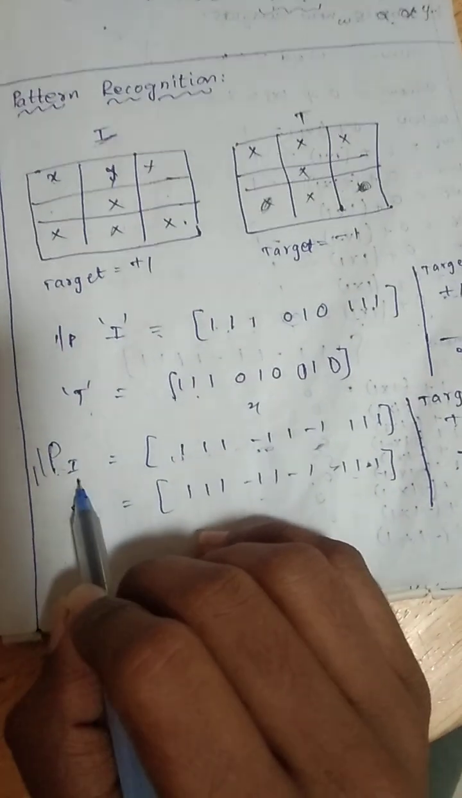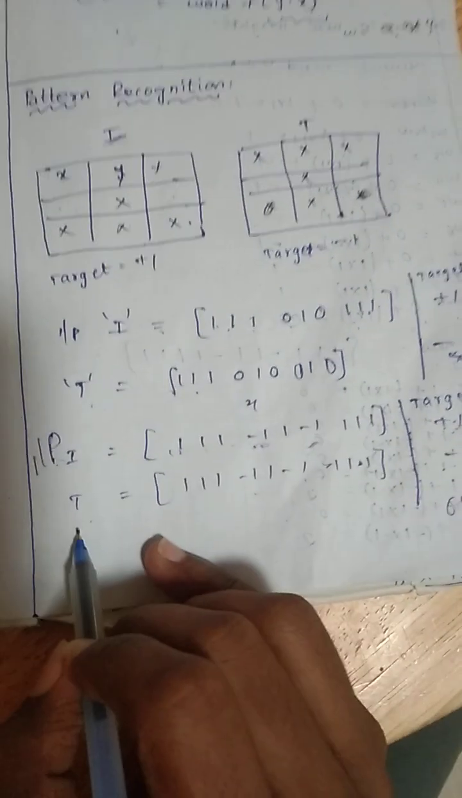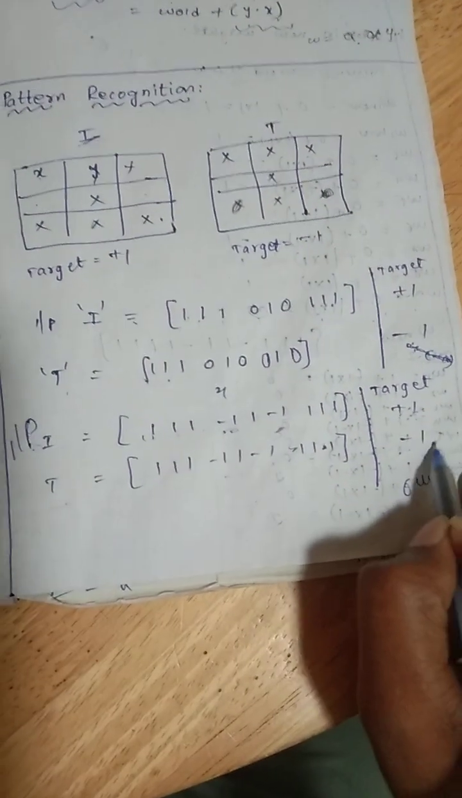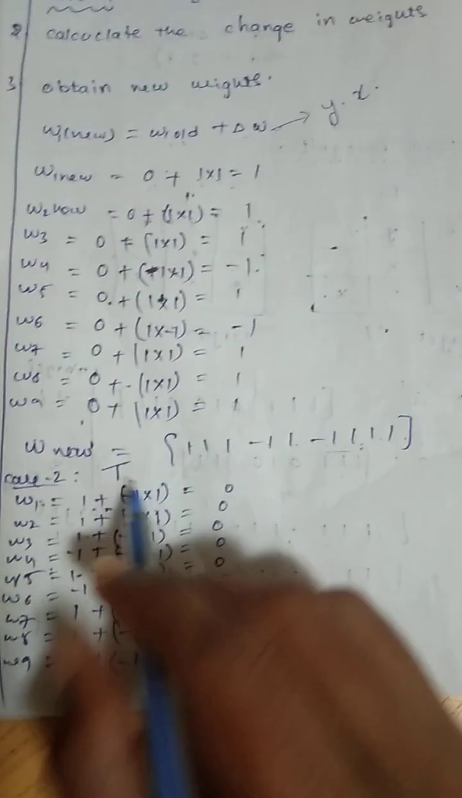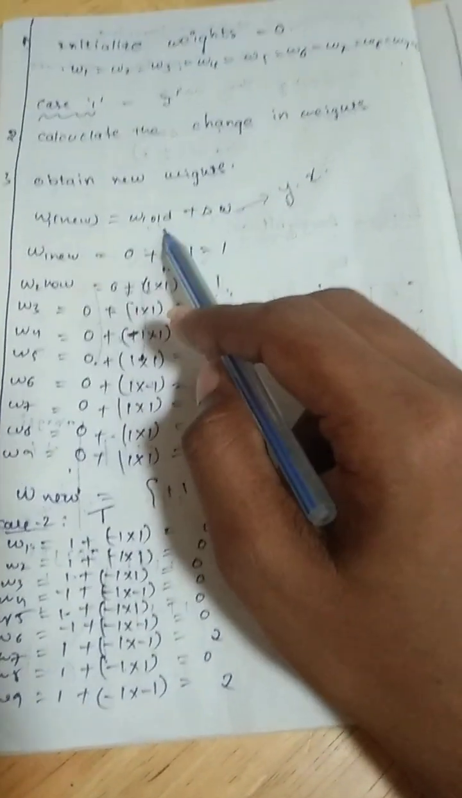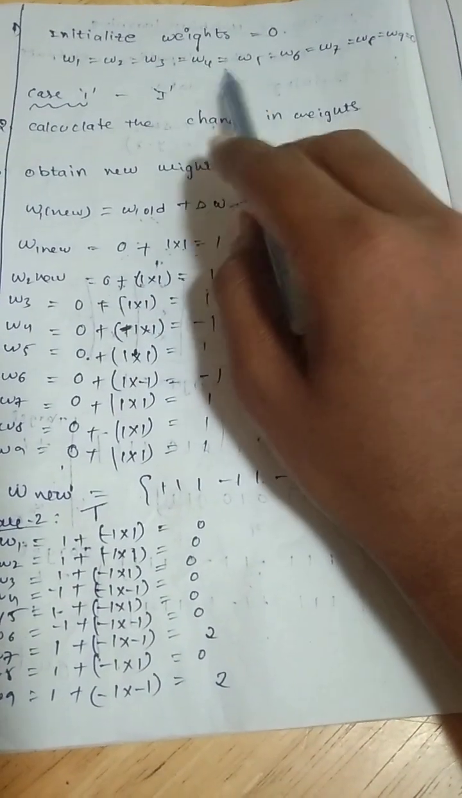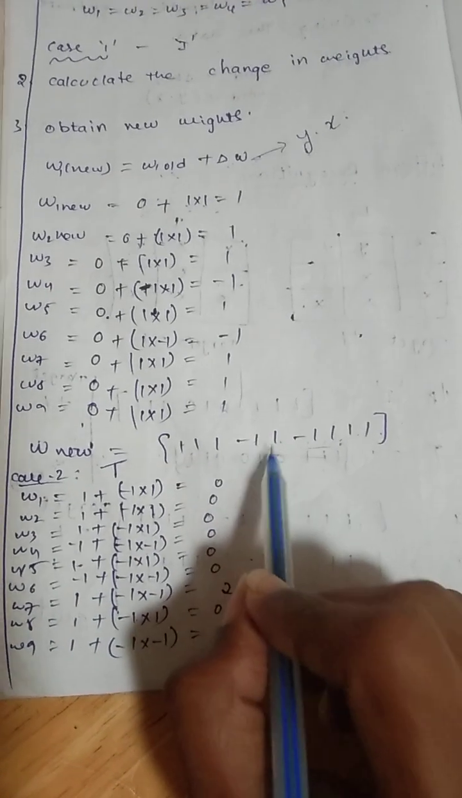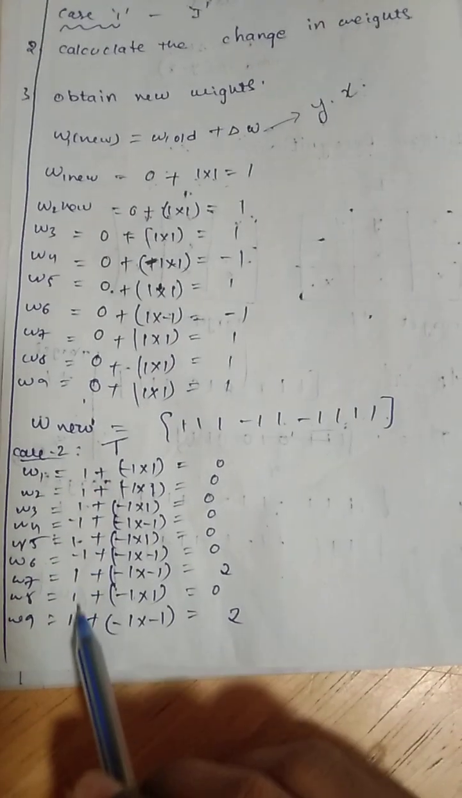How do we find case 2? We consider case 1 and case 2 because for case 1 we take the input I and output target +1, and for case 2 we consider T and -1. Case 2 is for the T value, taking the input as the T value. The formula is the same: old value plus new value. In the previous case the old value was 0 as the initial weights, but in this case we take the old values as the values we calculated previously.